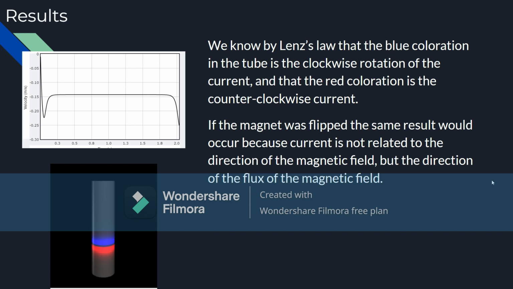Results. We know by Lenz's law that the blue coloration in the tube is the clockwise rotation of the current. The red coloration is the counterclockwise rotation. If the magnet was flipped, the same result would occur because the current is not correlated to the direction of the magnetic field, but the direction of the flux on the magnet. We also have the graph on the left.